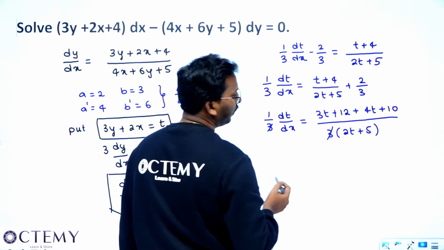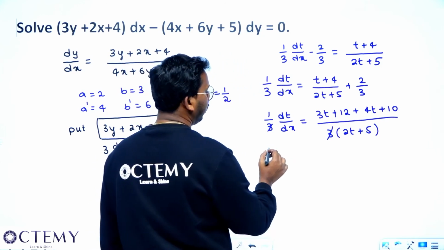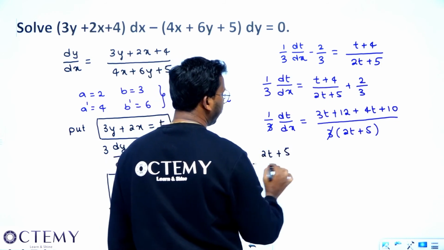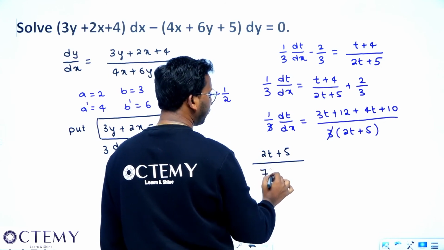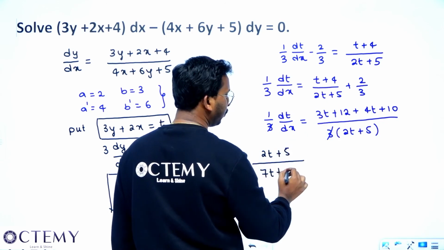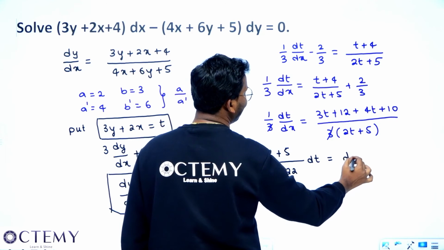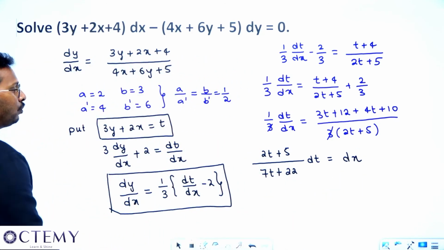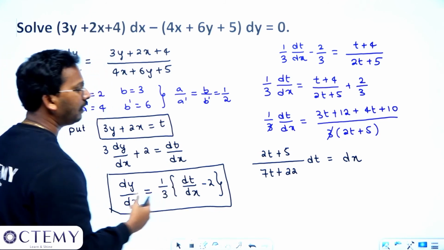Now see, if I just rearrange this, see sir, what will you get? You will get 2t plus 5 divided by, this will become what, sir? This will become 7t plus 22, dt is equal to dx. Right? This is what it will become, sir. Now we have to arrange this in such a way that we will have to cancel and get it, sir. Right?